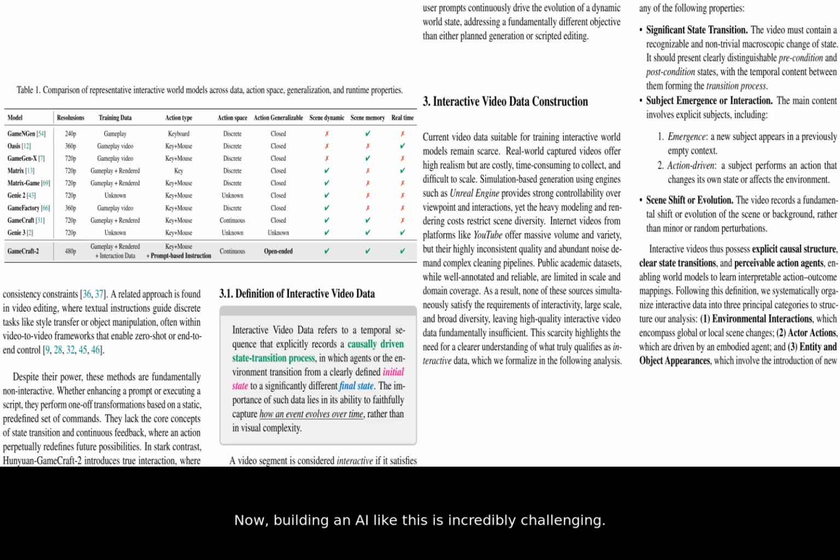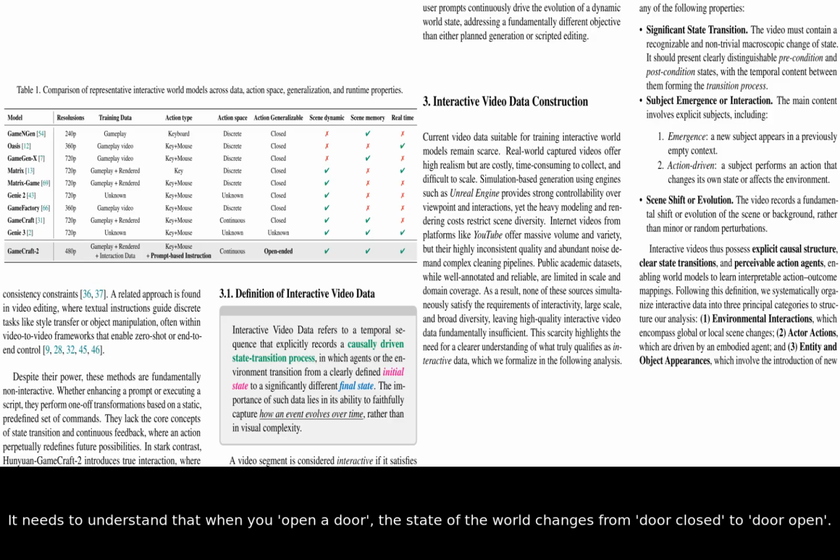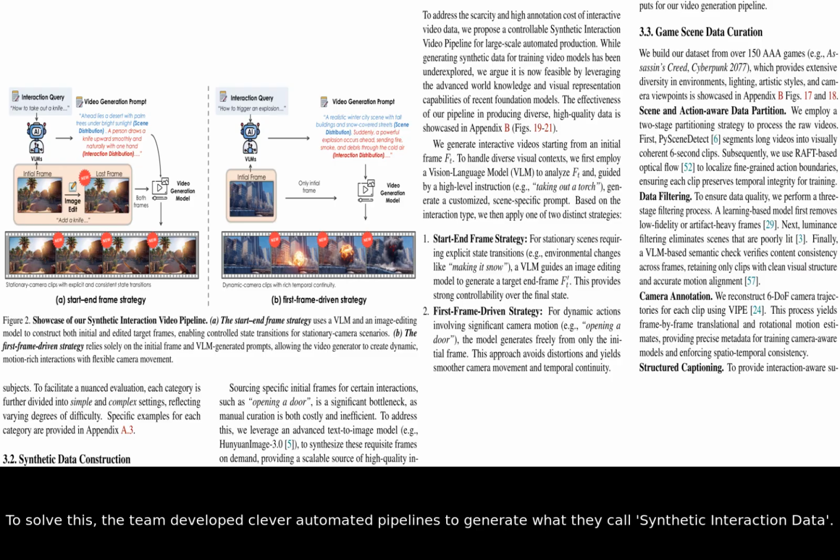Now, building an AI like this is incredibly challenging. One of the biggest hurdles is getting the right kind of data to teach it. You can't just feed it random internet videos because the AI needs to learn about cause and effect. It needs to understand that when you open a door, the state of the world changes from door closed to door open. To solve this, the team developed clever automated pipelines to generate what they call synthetic interaction data.